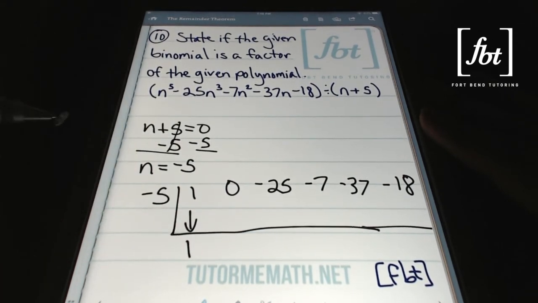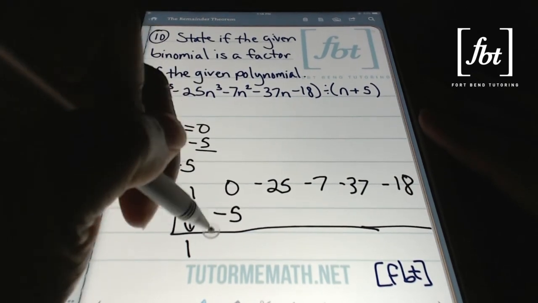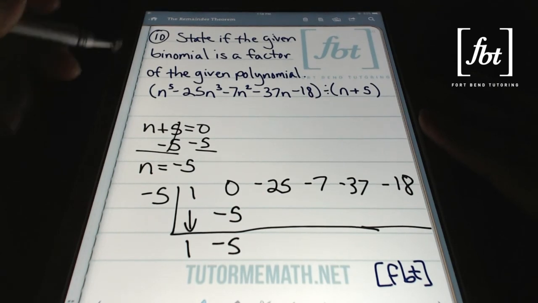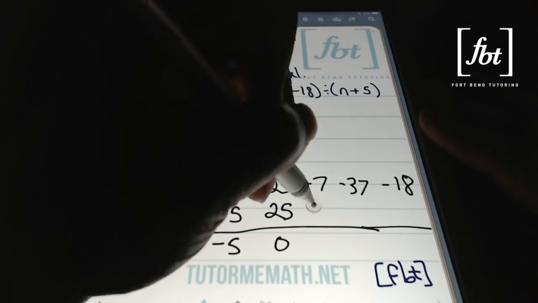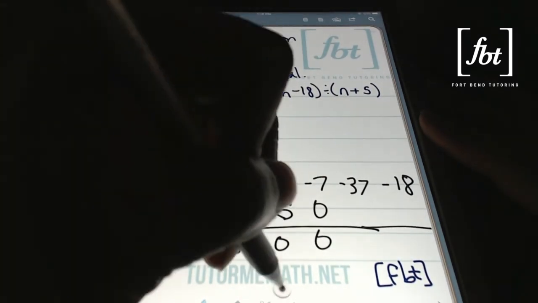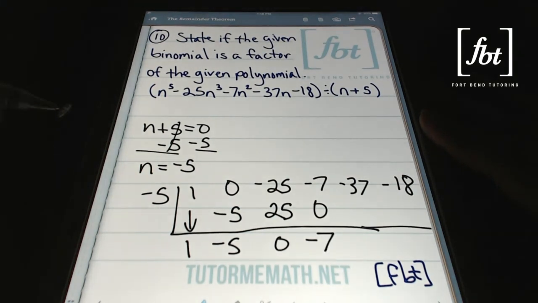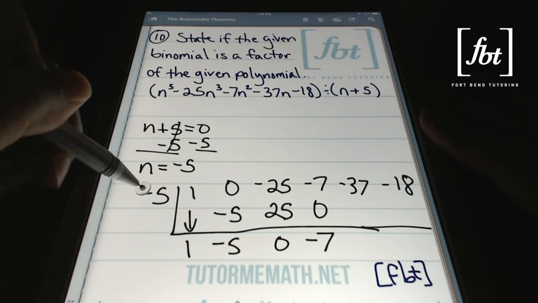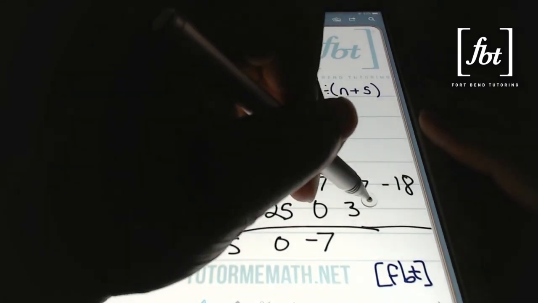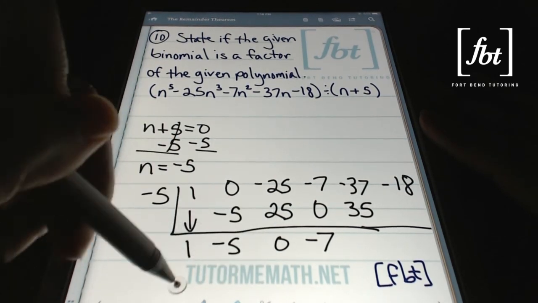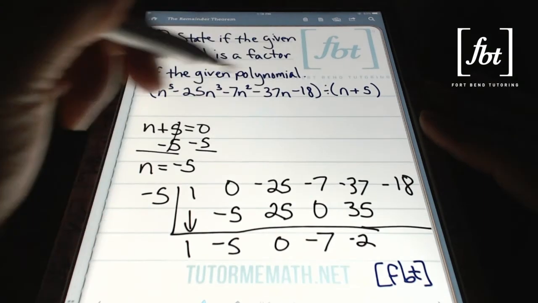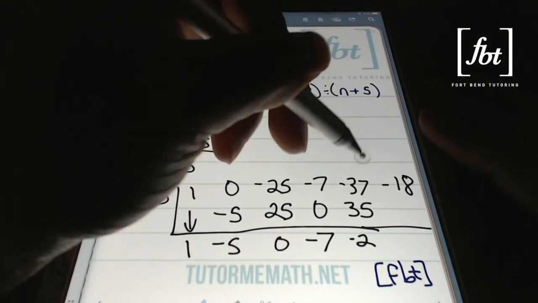So here we're going to be bringing down the 1. We have negative 5 times 1. That gives us negative 5. 0 and negative 5 is negative 5. Multiplying negative 5 times negative 5 is a positive 25. Negative 5 times 0 is 0. We'll be bringing down negative 7. Negative 7 plus 0 is negative 7. Then multiplying negative 5 times negative 7 gives you positive 35 here. Combining negative 37 and 35 gives you a result of negative 2. Then multiplying negative 5 and negative 2, you get positive 10.